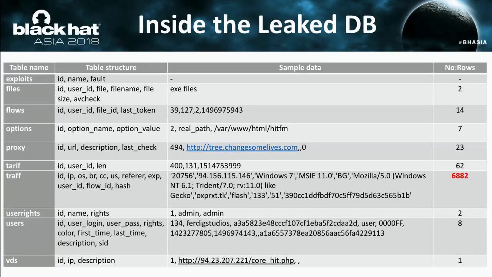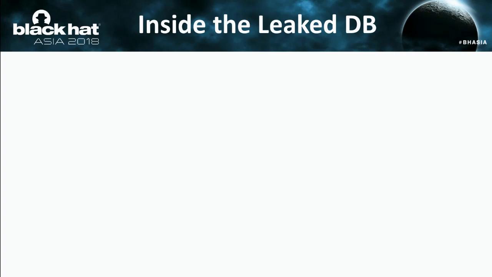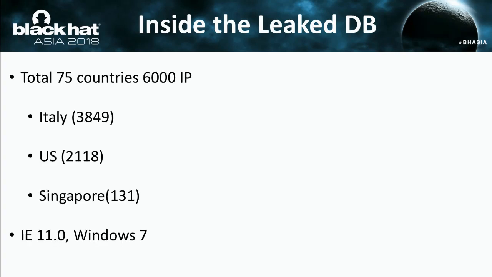So we take a look at this traffic table and make the analysis on this traffic table. So these are some of the summaries. The rig2 exploit is used by attackers in order to infect malware or compromise computers in more than 75 countries or more than 6,000 IP addresses. And Italy, US, and Singapore, together with the IP count, are the topmost countries targeted by the rig2 exploit.